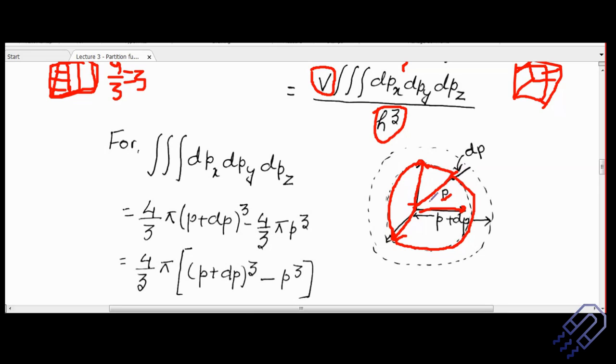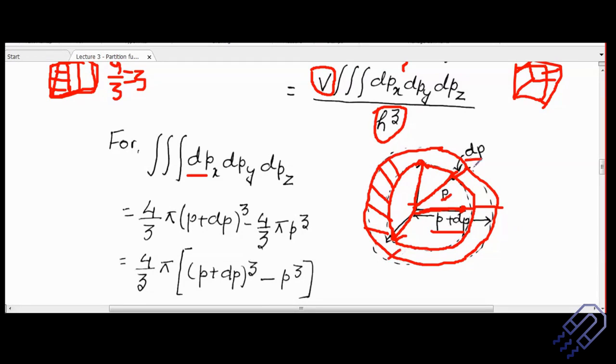Now, we know p, and we need to find out what dp is. So we can draw another circle outside it, and this length would be nothing but dp. So if we consider this entire length, this is p plus dp. Now you want to find out this part. That is what the integration is all about. You want to find the volume of this part.